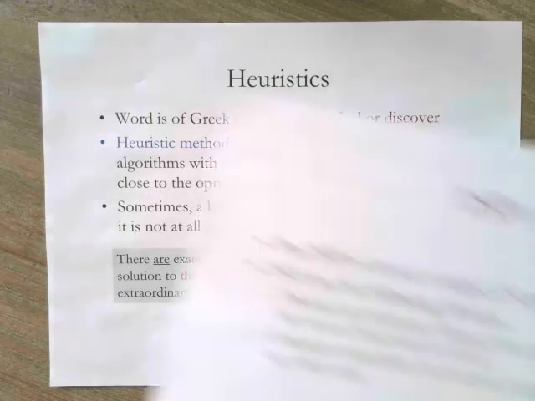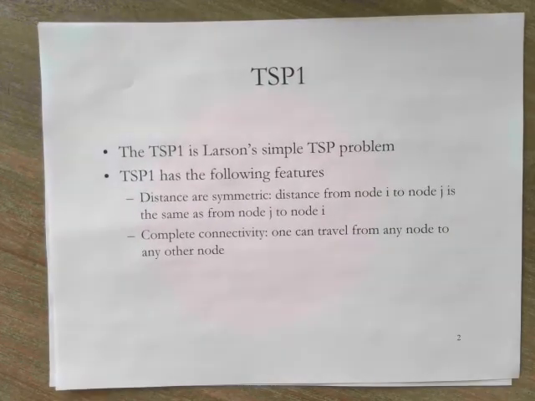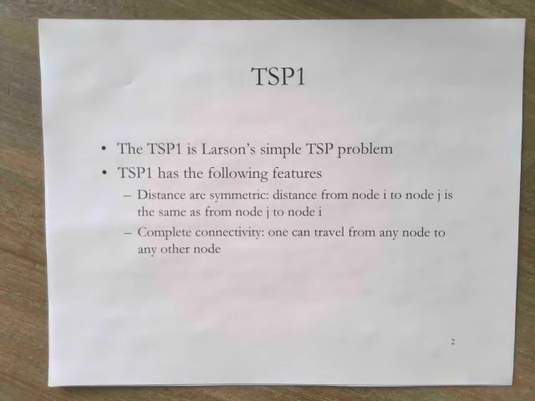So this is Larson's, he calls it the TSP1, and we're going to make some assumptions here that when we're going from node to node, because remember, this is a node covering problem in contrast to the Chinese postman problem, which is an edge covering problem. So we're going to assume that we have a symmetric distance matrix. That means if I go from node A to node B, it's the same distance as me going from B to A. Sometimes that's not always true, but we're going to assume it here. And we're going to assume that we can get from every node to every other node.